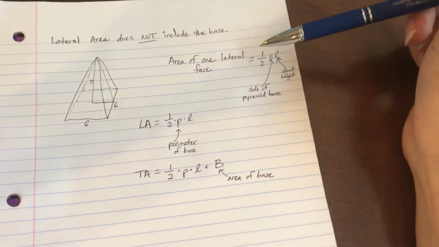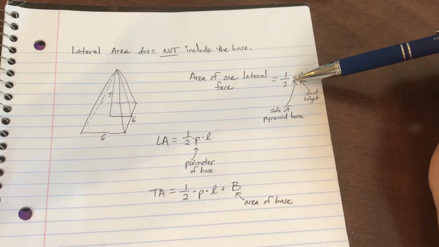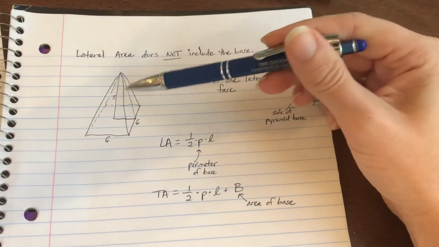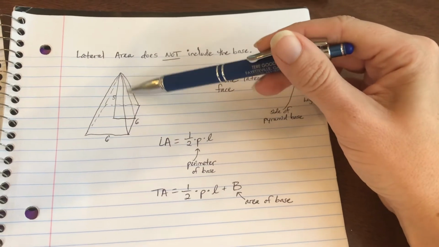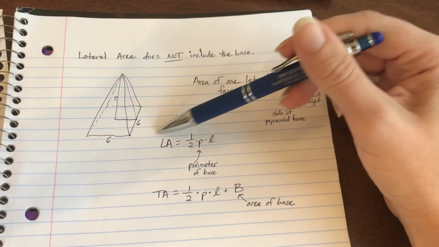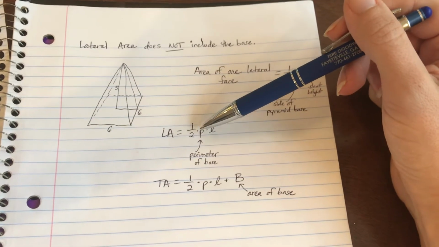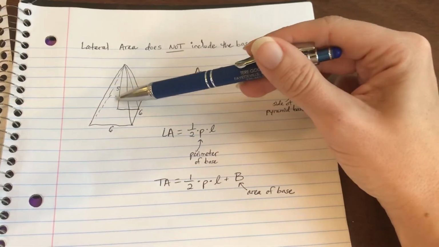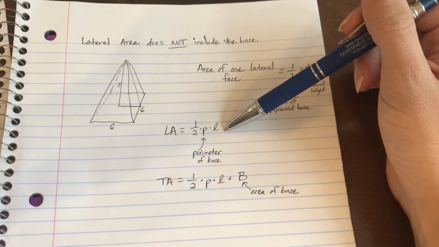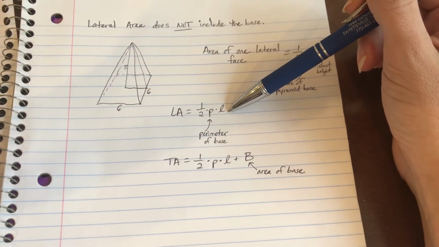for lateral area. So the area of one lateral face is equal to 1/2 times the side of the pyramid base, that would be here, times the slant height, that's going to be here. Okay, now we don't know the slant height yet. And then if you look, the lateral area of the entire pyramid is going to be equal to 1/2 times the perimeter of the base, which of course is the distance around the outside, times the slant height. So for this one, we would want to start by finding your perimeter and your slant height to figure out what your lateral area is.